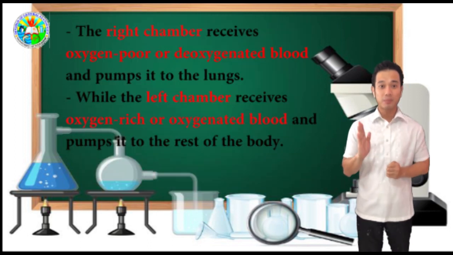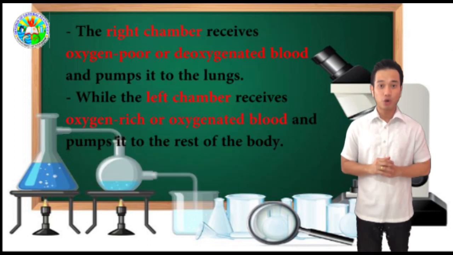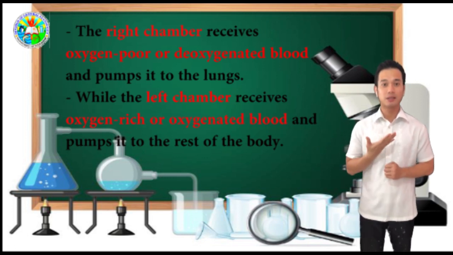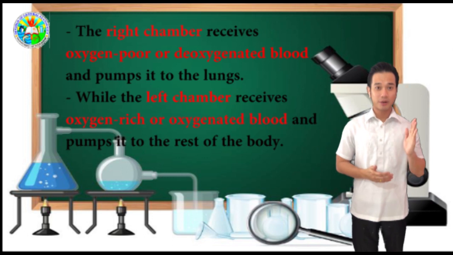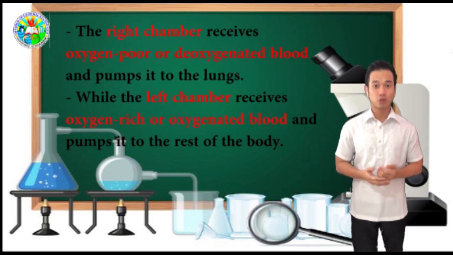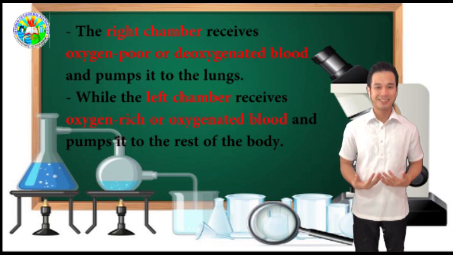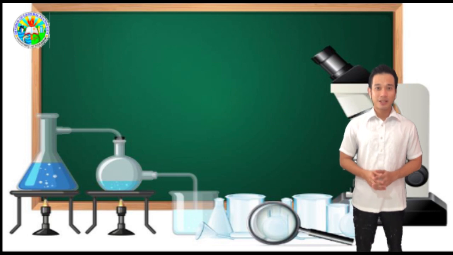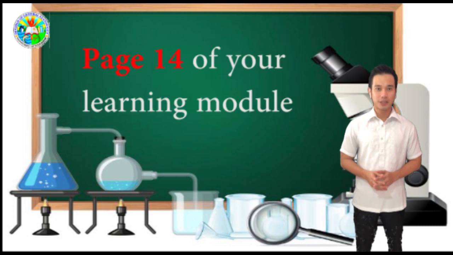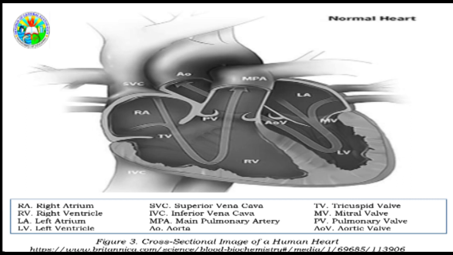Now, the right chamber receives oxygen poor or deoxygenated blood and pumps it to the lungs, while the left chamber receives oxygen-rich or oxygenated blood and pumps it to the rest of the body. Now, kindly take a look at the illustration of the heart with its parts on page 14 of your learning module. I'll give you time to familiarize the parts.